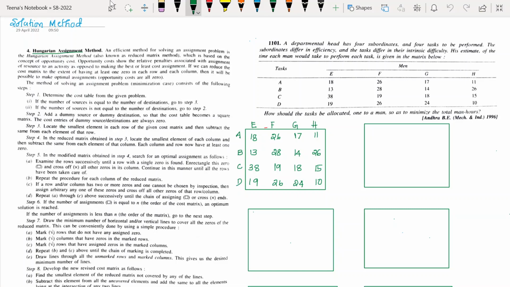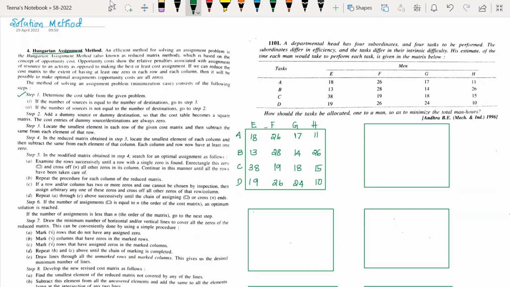Now for that we are going to apply the Hungarian method, and let me explain it step by step. The first step is to determine the cost table from the given problem. I have already written that here. This is the cost table. We just write down the values from the matrix given in the question.